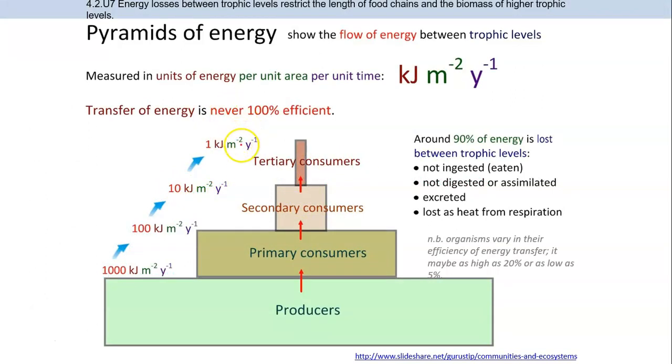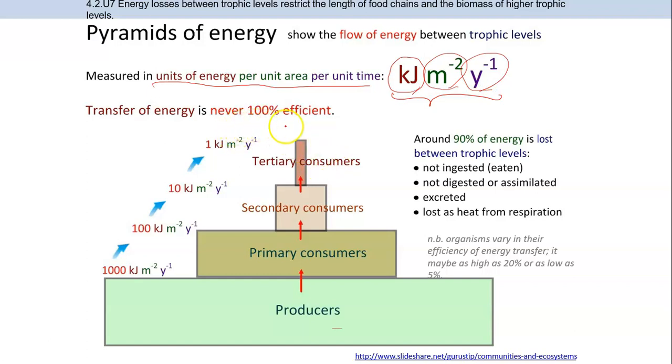Next one. What is the pyramid of energy? The pyramid of energy shows the flow of energy between trophic levels, and it starts from producers and then primary consumers, secondary and tertiary consumers. It's so simple. The only thing that you need to remember about the pyramid of energy is the unit: energy per unit area per unit time. So when we measure the pyramid of energy, we say kilojoule per square meter per year. So the amount of the energy per each square meter for 1 year. That would be the way that we talk about the energy.